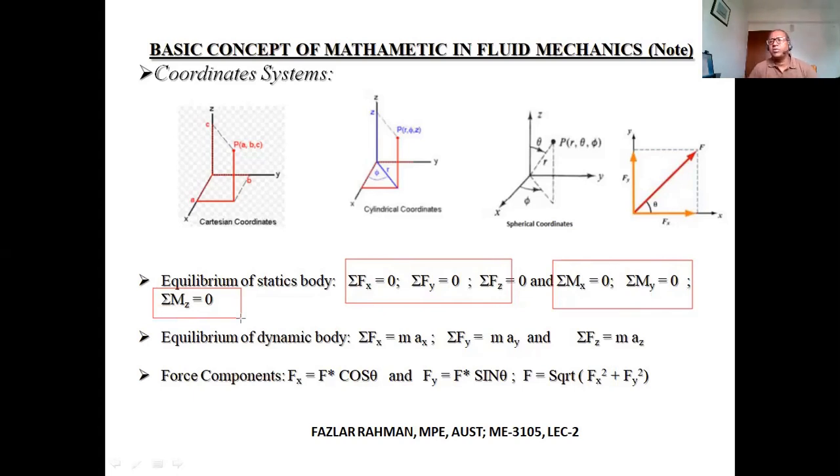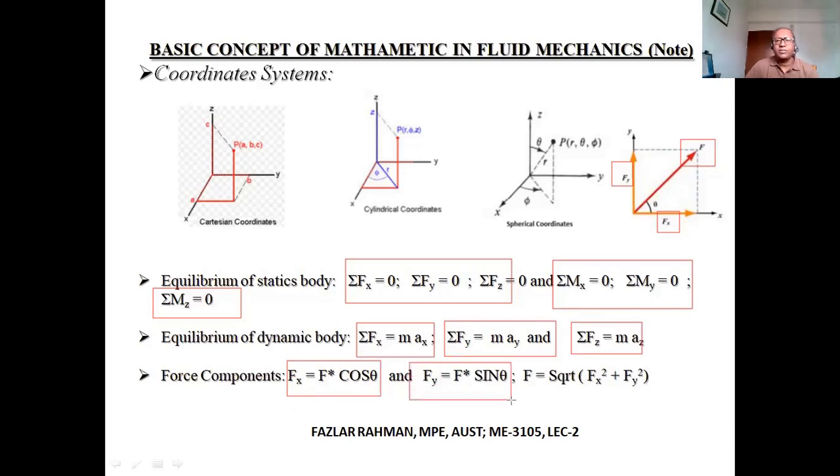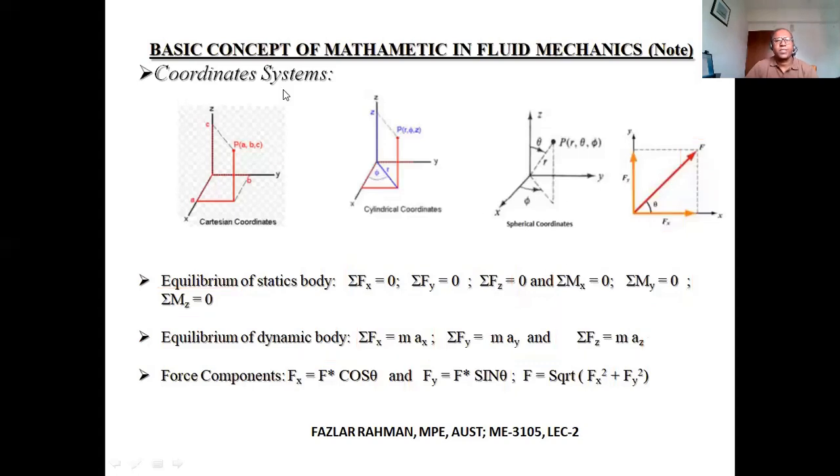Then for a dynamic body, that means fluid is moving or a moving object: how does a moving object move? Obviously, some force is working on that body. In that case, the summation of Fx will be equal to m times ax. That means the summation of force along the y-axis equals mass times acceleration along the y-axis. Similarly here. Another thing I mentioned: if we have a force F, you can divide it into components, Fx and Fy. Fx will be F cos theta, Fy will be F sin theta. Sometimes we need that, so I put it in the slide just to refresh your mind.